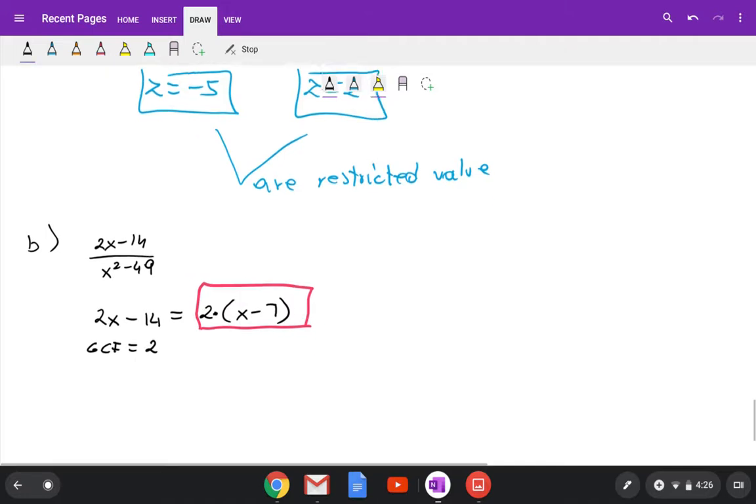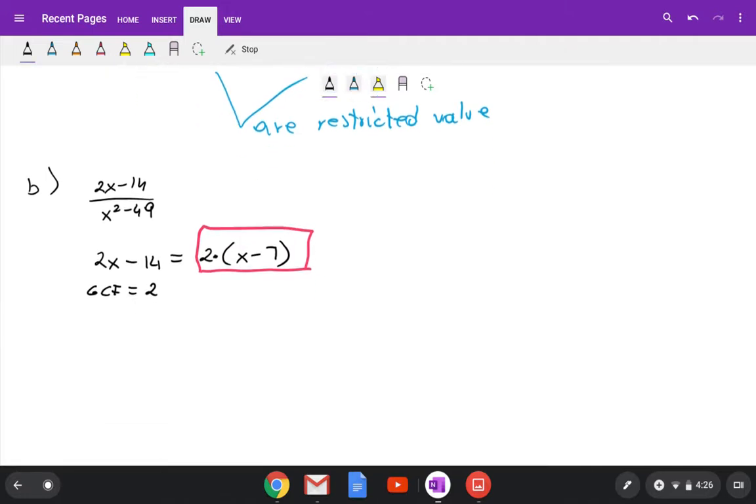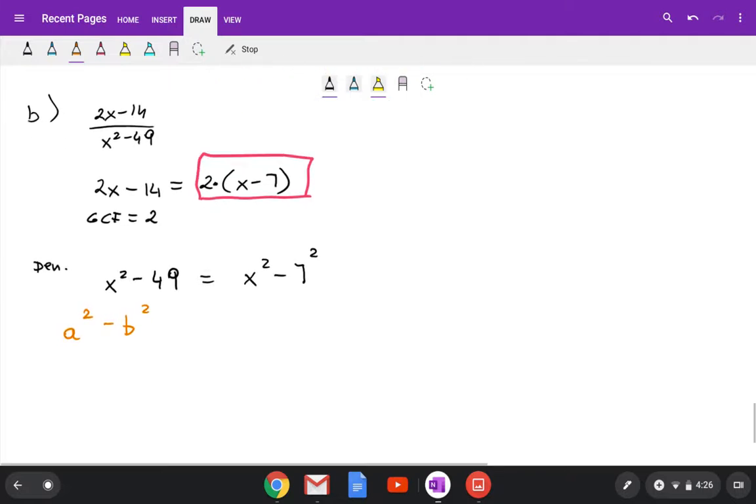Your step 2 is factor the denominator. So your denominator is x squared minus 49, which is the same as x squared minus 7 to the second power. And I hope that you guys remember the formula a squared minus b squared, which is the difference of squares formula.